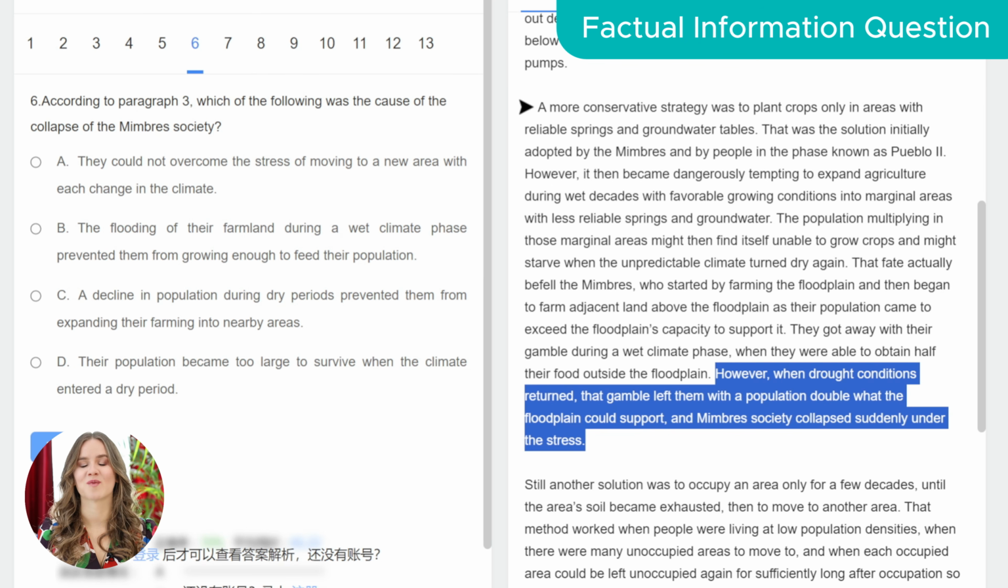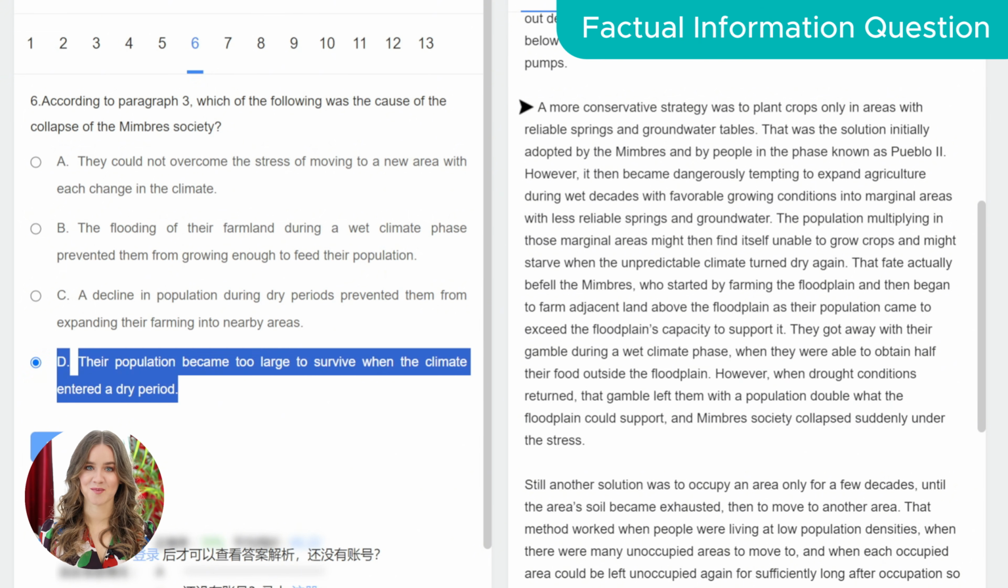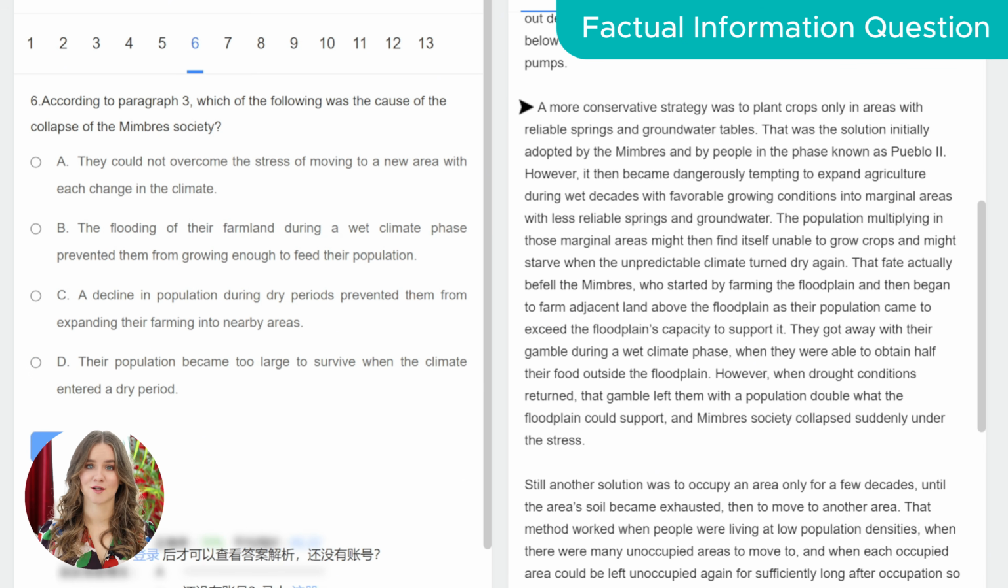This means that when the dry period returned, they could not support their population because it was too large. As a result, the society collapsed. Now, keeping this information in mind, I go back to the answer options. As I scan them, I see that D is the correct answer. Their population became too large to survive when the climate entered a dry period. That's it. You don't need to read the whole paragraph.